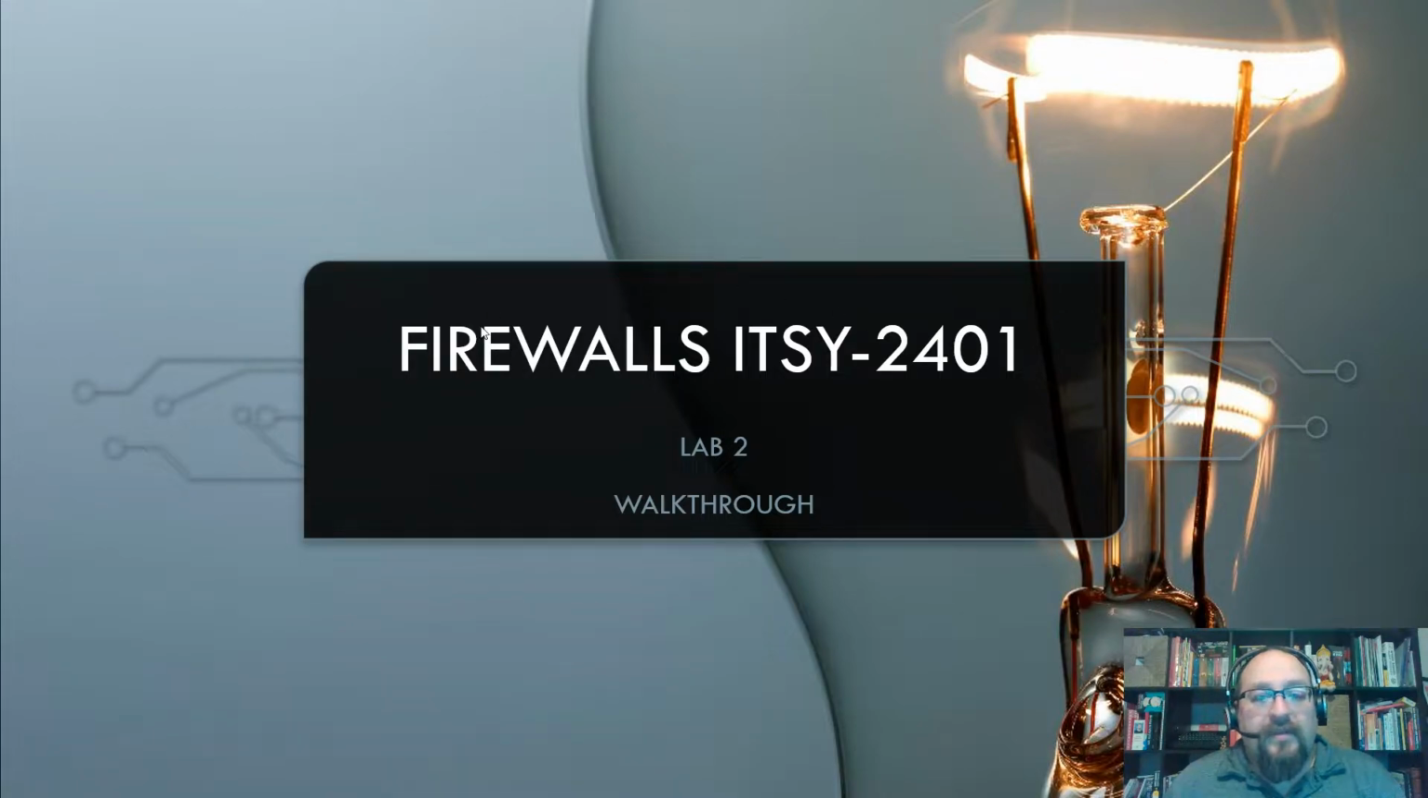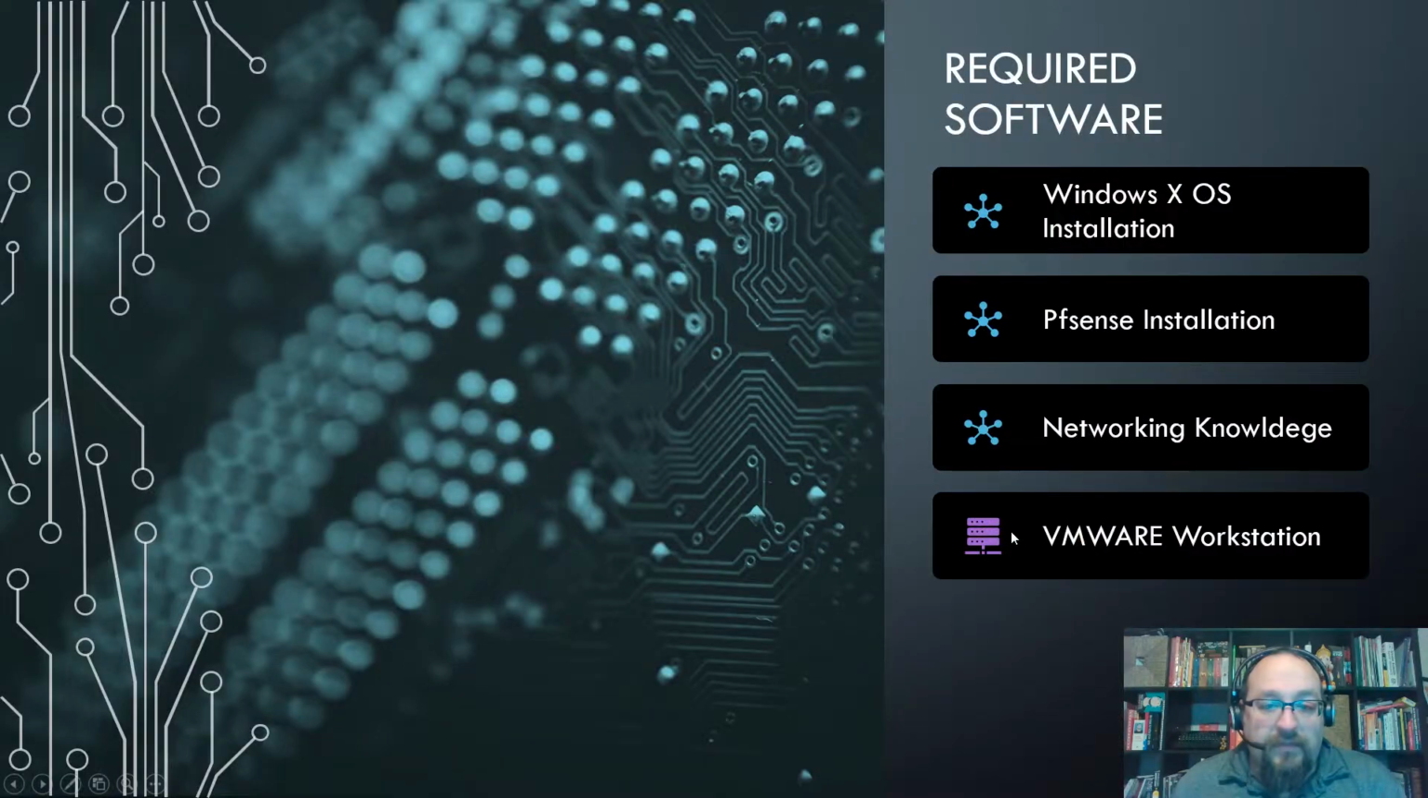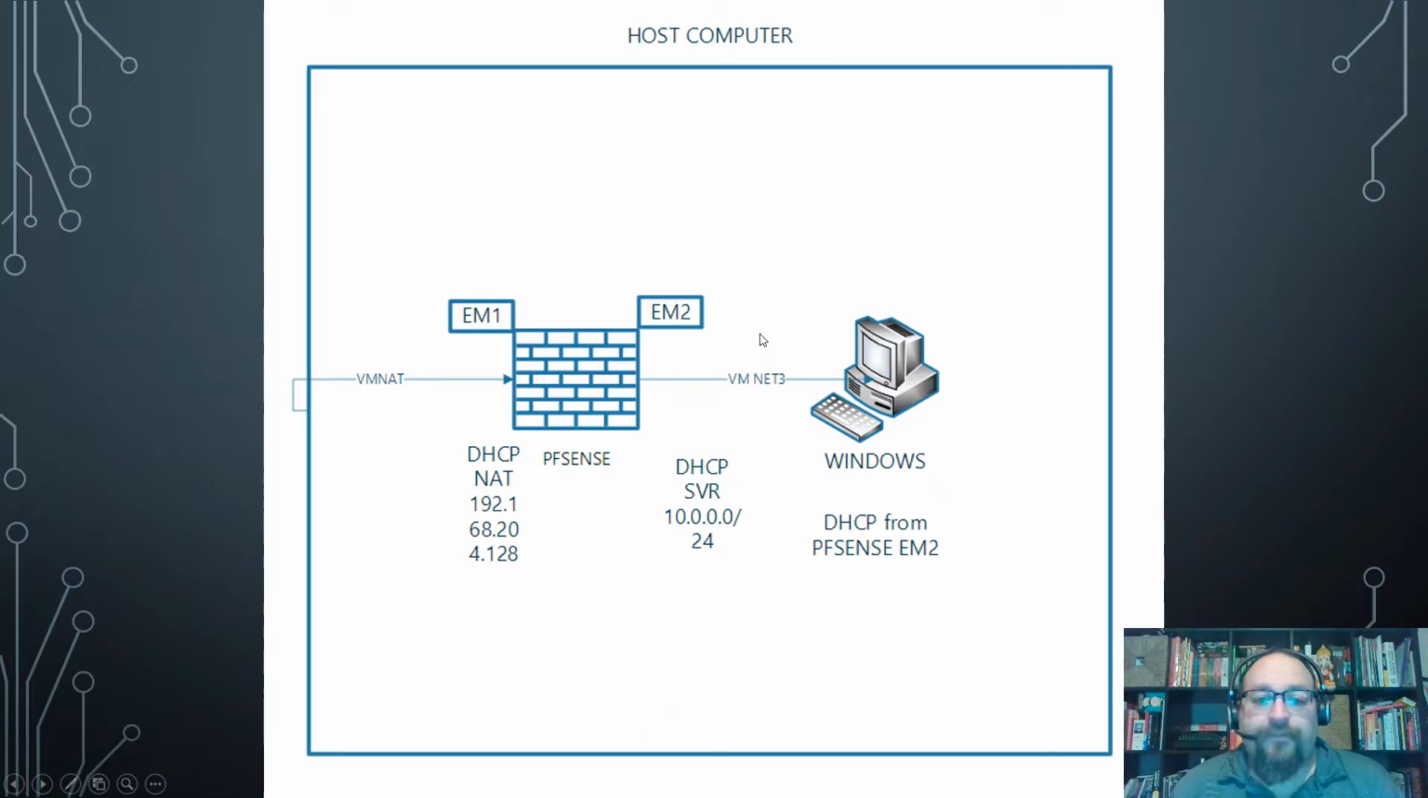All right, we're going to start pfSense's second part. We just installed it in Lab 1, and we installed everything through virtual machines and VMware Workstation. Now we'll move on into Lab 2 and our walkthrough regarding it. Just a review from last time, we'll need a completed Windows OS installation, our pfSense installation, some networking knowledge, and VMware Workstation, of course.